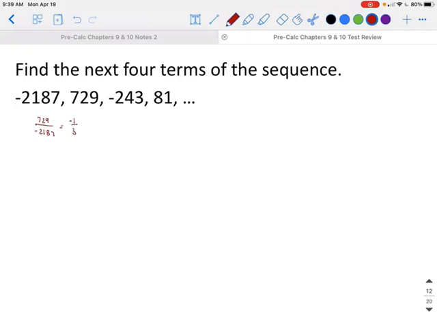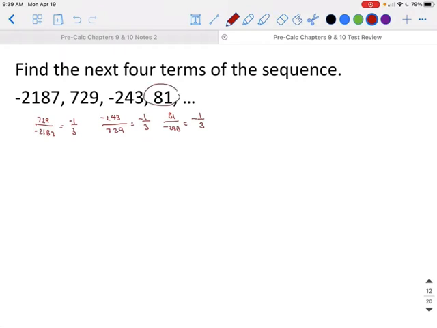Now let's check to make sure that still continues. If I do my third term and divide it by my second term, again, you're multiplying by negative 1/3. And fourth divided by third, again, is a negative 1/3. So each time we're just multiplying by a negative 1/3.